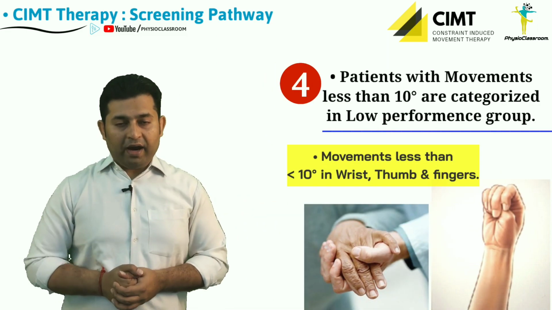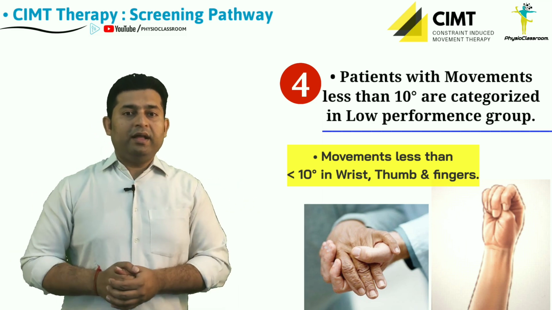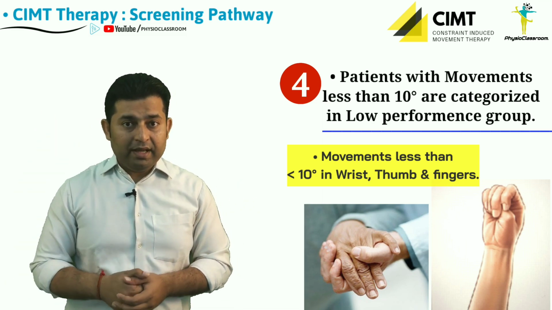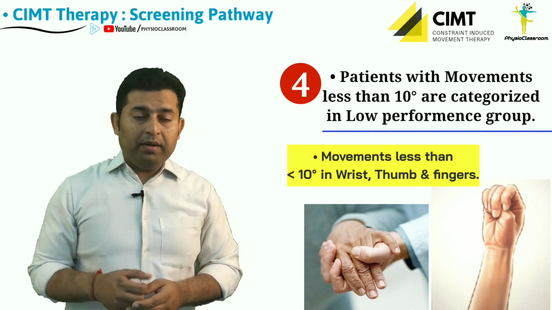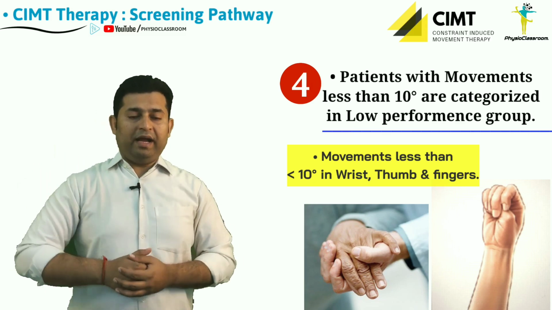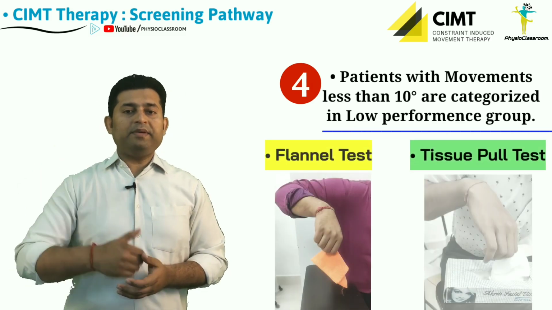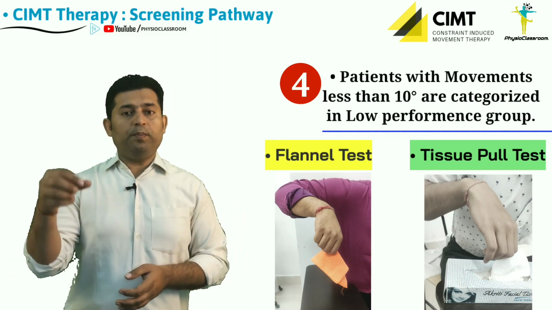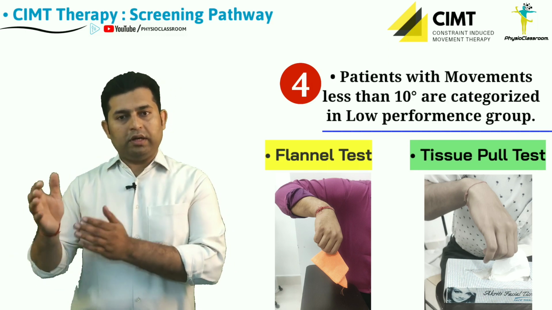Another important thing regarding the selection is that there are patients or groups of patients that are categorized into the low performance group. That is, they have some movements of extension in the wrist, finger, and thumb, but they are less than 10 degrees. For such patients, CIMT recommends that the therapist should perform the flannel test or the tissue pull test. Now, flannel simply means a soft woolen cloth.